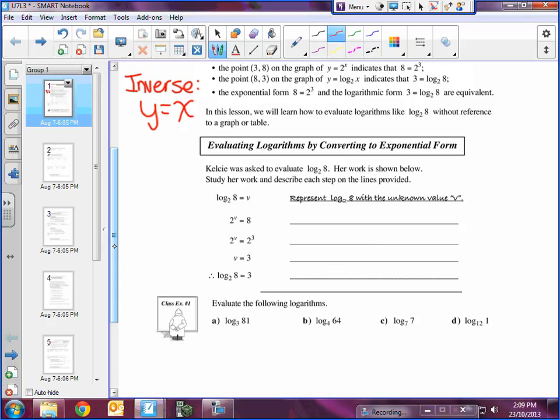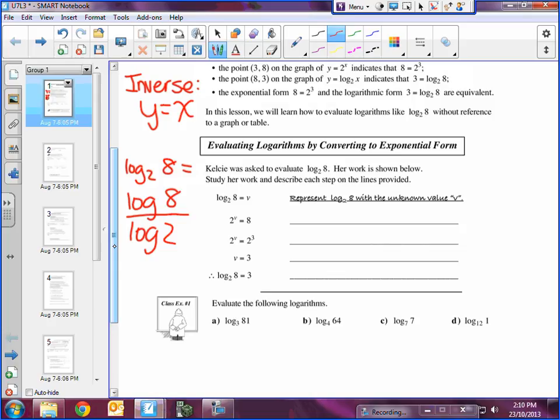Okay, evaluating logarithms by converting to exponential form. Kelsey was asked to evaluate log of 8 base 2. Her work is shown below. If I were to put log of 8 base 2 in my calculator, how would I do it? Log of 8 divided by log of 2. It's always the log of the argument divided by the log of the base, okay? So that's how you put that in your calculator. Study her work to describe each step on the lines provided.